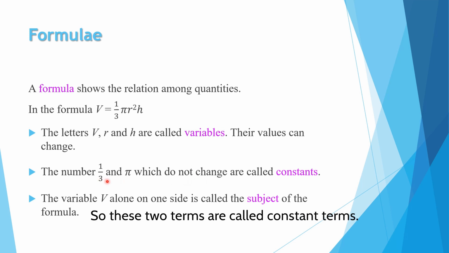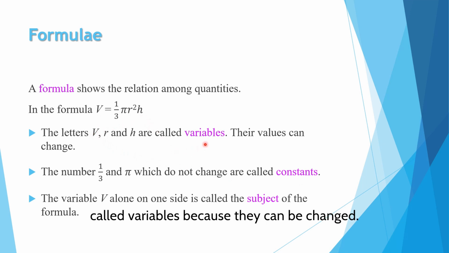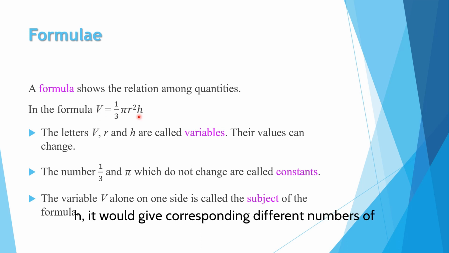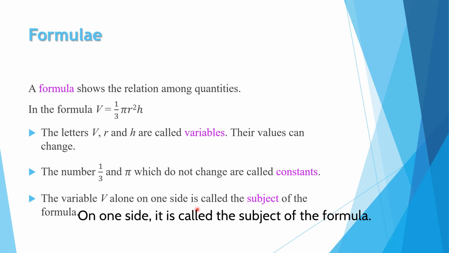And we can see that 1 over 3 and pi are constants because they do not change. So these two terms are called constant terms. And v, r, and h are called variables because they can be changed. When we substitute different numbers into r and h, it would give corresponding different numbers of v. And the variable v alone on one side is called the subject of the formula.